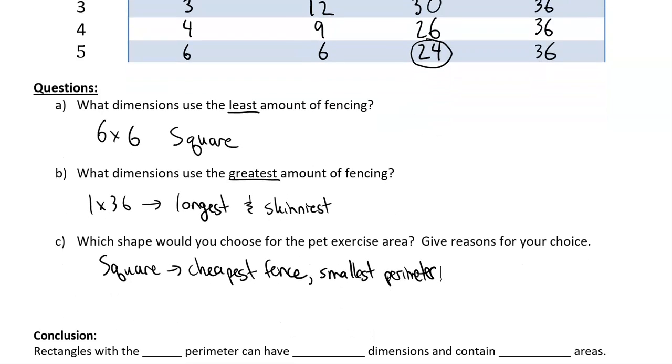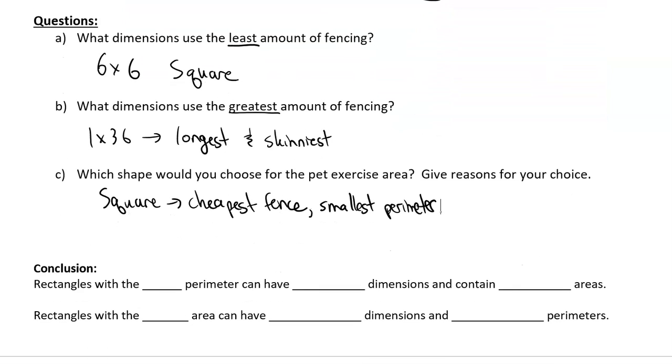Let's just summarize this at the bottom here. Rectangles with the same perimeter can have different dimensions and contain different areas. And rectangles with the same area can have different dimensions and different perimeters. This is the second point, is what we just discovered in this investigation that we did.